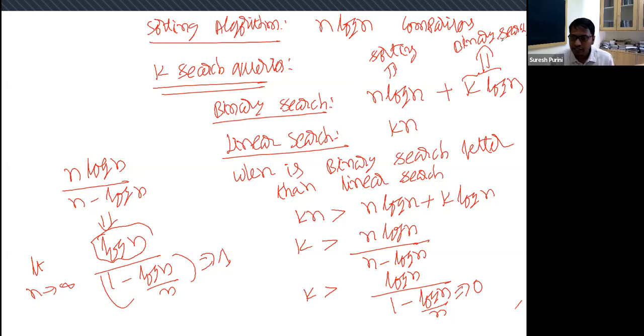Are you all with me here? Does this make sense? Yes, when k is greater than log n, binary is better. I'm thinking maybe in the exam, midterm, I may ask you some small analysis problems like this.